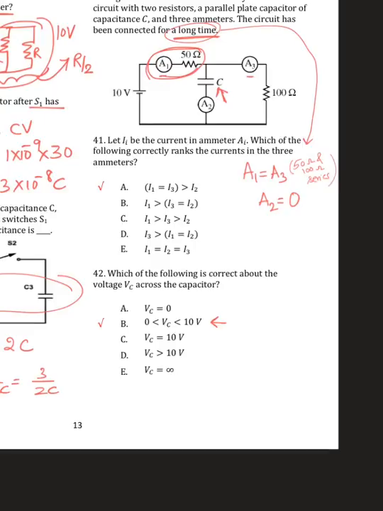The reason being because there's a current which is flowing through this 50 ohm. Because in this particular circuit, we have 2 branches. If you look at this branch here, there is a capacitor and in this branch there is a resistor.